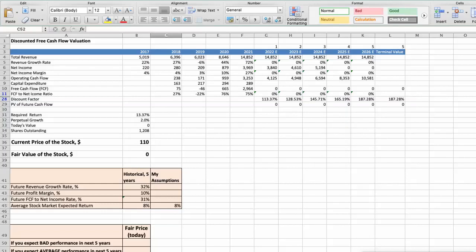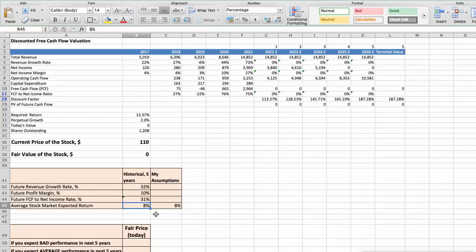This spreadsheet contains some financial data that we will use for the stock valuation. We see that the average revenue growth rate of the stock has been around 32% per year, for last 5 years. We see that the average profit margin of the stock has been around 10% per year, for last 5 years. Also we see that the average free cash flow to net income rate of the stock has been around 31% per year, for last 5 years. And we expect 8% per year average stock market return. Now, let's consider 3 different scenarios for AMD company: bad, average, and good.